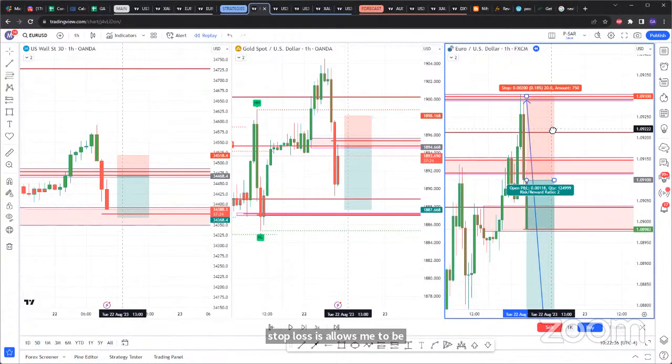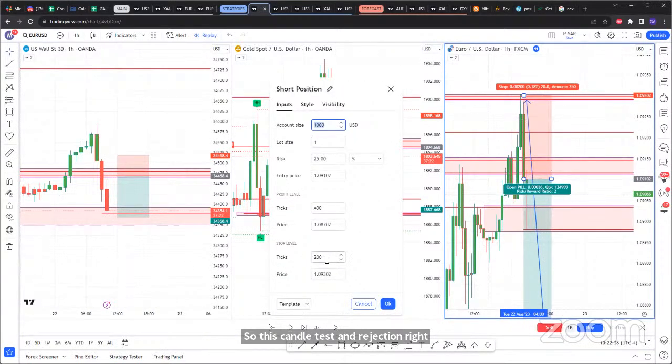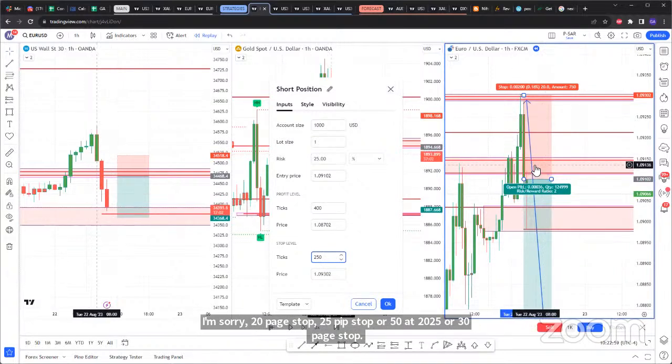So this candle test and rejection right there gives me like a 20 pip stop, 40 pip TP. You can do a 20 to 30 pip stop, so either a 20 pip stop, a 25 pip stop, or a 30 pip stop, and then adjust your TP accordingly. So that would have been an entry.